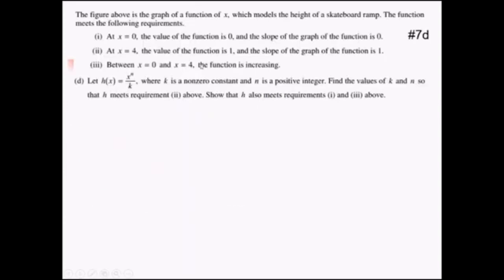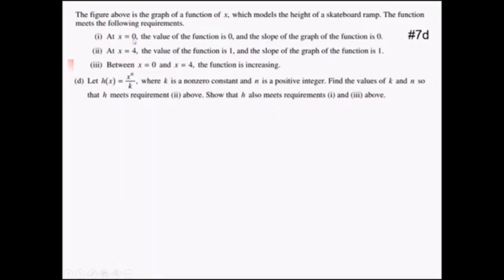This last part of the problem is definitely the final boss battle of this one. H of x, they're saying, is x to the n over k, and k is a non-zero constant, n is positive. We want values of k and n so that h meets requirement 2. All right, so let's start by trying to meet requirement 2 again, and then after we get that, they want us to also show h meets these other requirements. But let's start with 2.